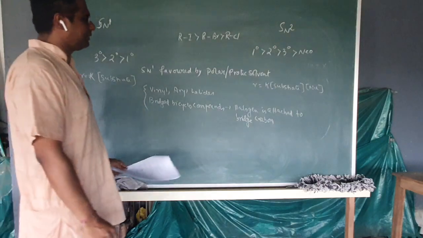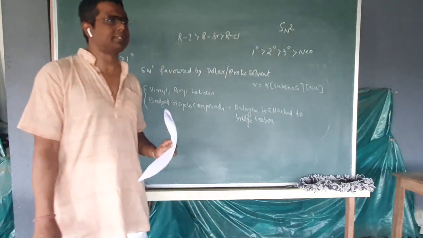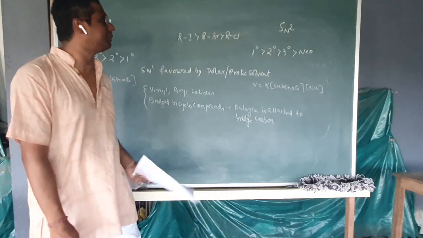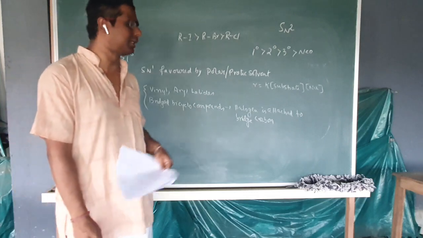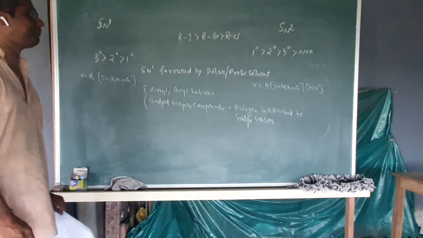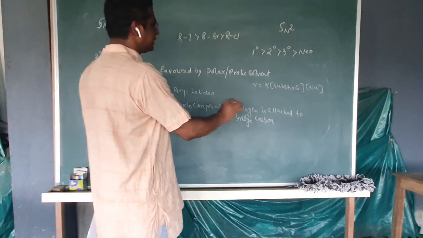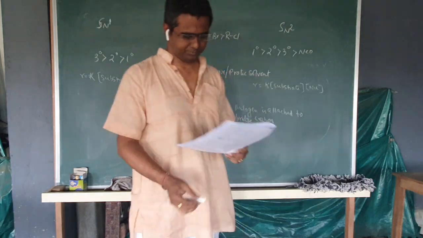Because in case of SN1 or SN2, there are two kinds of requirements. One is formation of carbocation in case of SN1, which is not possible over here, as these carbocations are not stable. And in the second case, there is a requirement of formation of a transition state, which is also not possible in the case of these species.